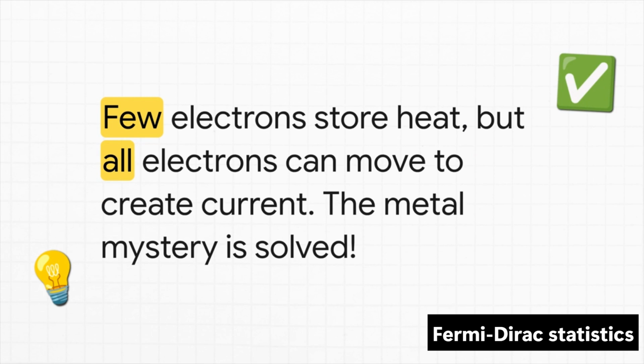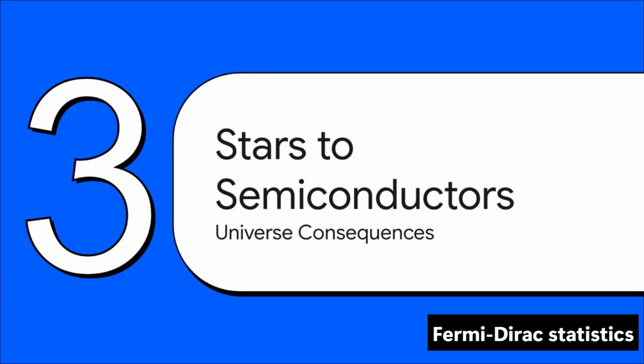And there you have it. The puzzle is solved. Only a tiny fraction of electrons, those ones right at the top of the sea, can absorb heat. That perfectly explains the weirdly low heat capacity. But for an electric current, that's different. You just need to give the entire sea of electrons a tiny collective nudge in one direction. They can all shift together, and that group movement is the current. So you see, all the electrons can participate in the current, but only a precious few can participate in storing heat.